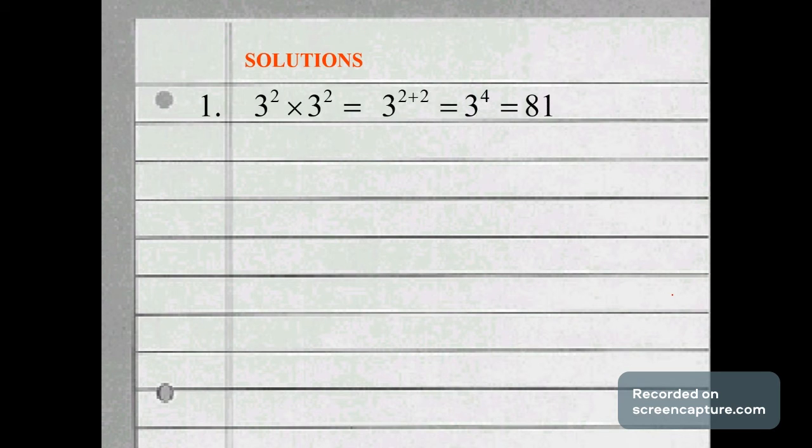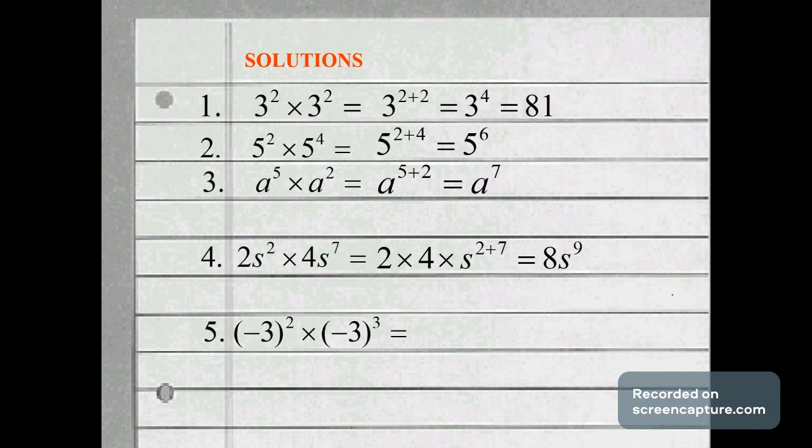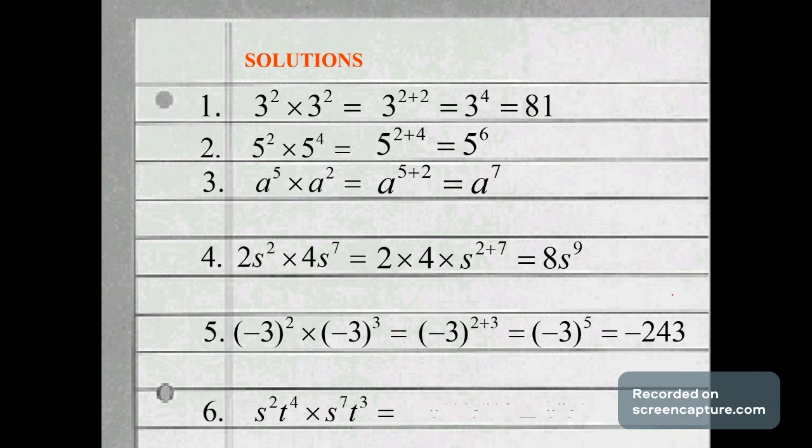So for number 1, the answer would be 81. That would be 3 to the power of 4. And for number 2, that will be 5 to the power of 2 plus 4, or 5 to the power of 6. And number 3, that will be a to the power of 7. Number 4, 8s to the 9. Number 5, negative 243. Alright. Number 6, that would be s to the 9, t to the 7th.